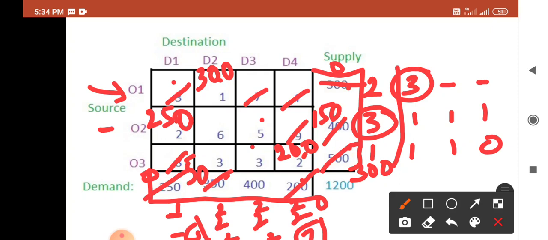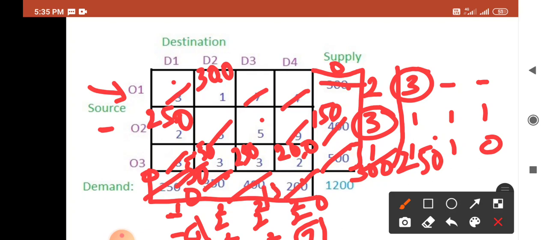There is 50 here and 300 here, so we make the minimum allocation, 50. 50 minus 50 is 0, and 300 minus 50 leaves 250. The D2 column becomes 0, and 6 is cancelled. Now only 5 and 3 remain, and 3 is the minimum. We make allocation to 3. Here 250, here 400, the minimum is 250. 400 minus 250 is 150, and 250 minus 250 is 0. At the end only 5 is remaining.